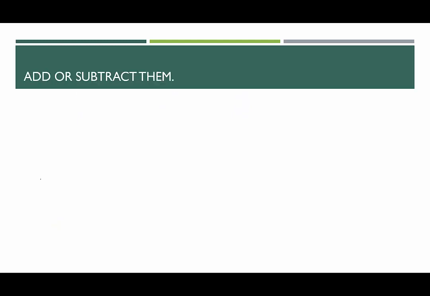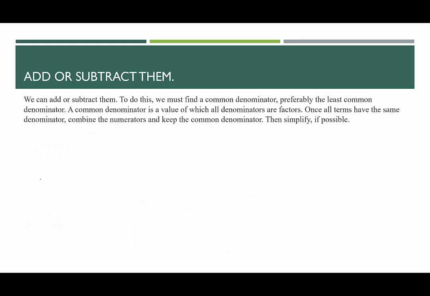What's up next? Adding and subtracting fractions. When we want to add or subtract, we must find a common denominator, preferably the least common denominator, but any common denominator will do. So we're looking at the denominators, those bottom numbers, and we're saying, what do these numbers both go into? Very common denominators are 12, 18, and 24 because they have a lot of factors. So those are some to look out for.